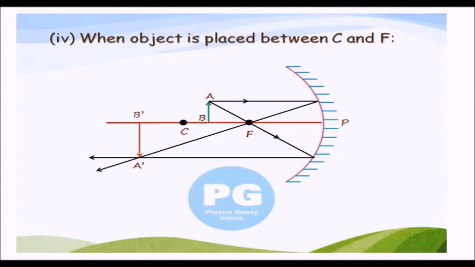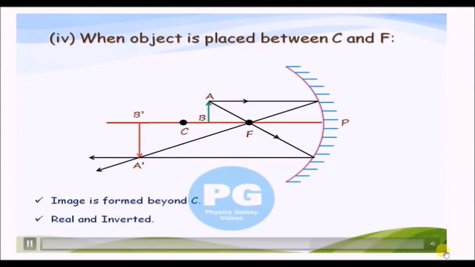So here's what we can say about the image. The image is formed beyond the center of curvature. The image is real and inverted. And the image is magnified.